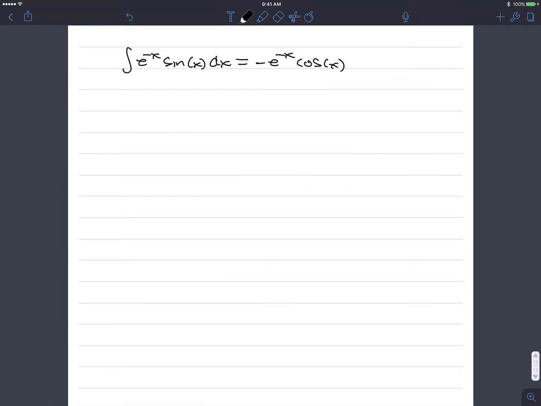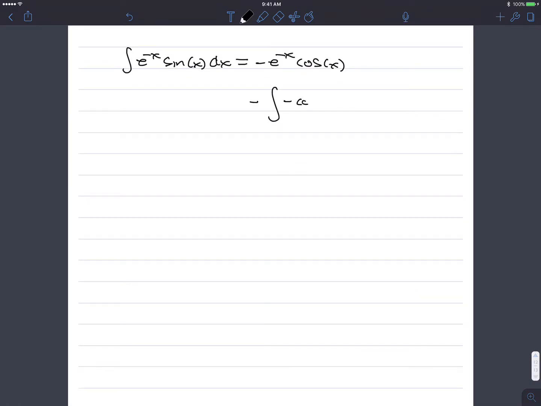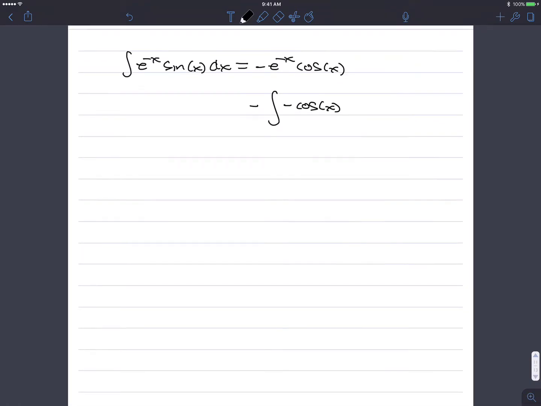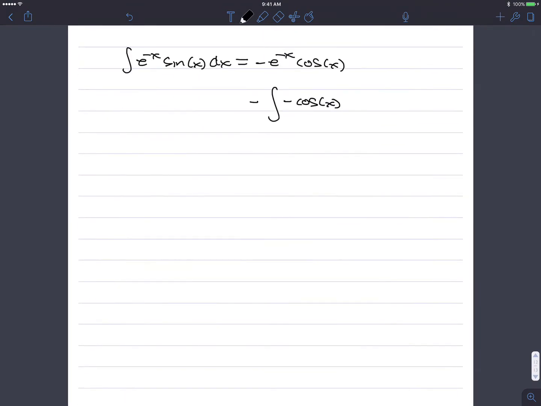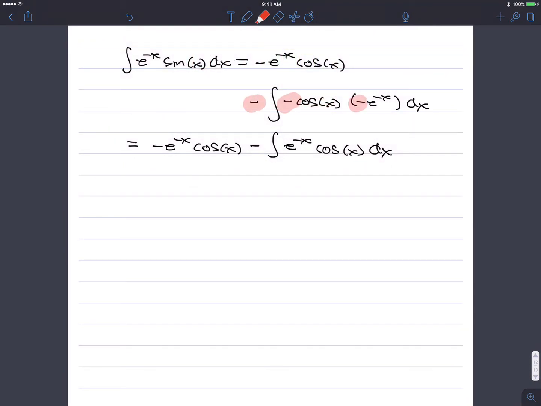Minus the integral of v, which is minus cosine x. Now du is minus e to the minus x dx. So this becomes negative e to the minus x cosine x. I got three negative signs. That makes this negative e to the minus x cosine x dx. I have an odd number of negative signs here. Okay, this is -1, -1, -1 multiplied. Gives you that negative sign there.